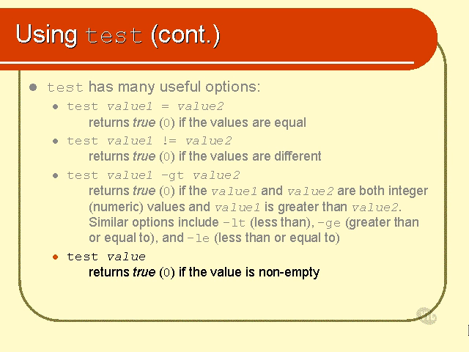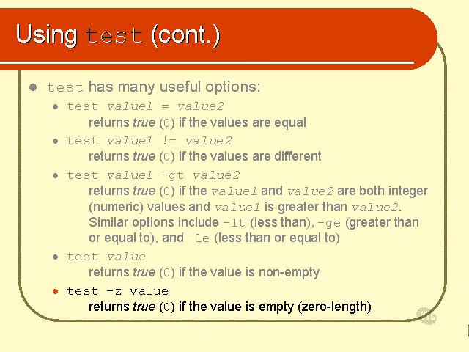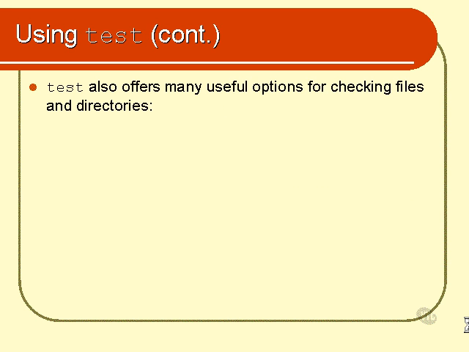Now there is an opposite test for that as well, test minus Z. Z stands for 0, and this will actually return true if the value is empty. It is of 0 length. So those are a bunch of options for testing the values of variables and comparing one variable to another. We also have some other options that can be used with test, and they actually really have nothing to do with variables per se. They have to do with files and directories. So let's have a look at those.